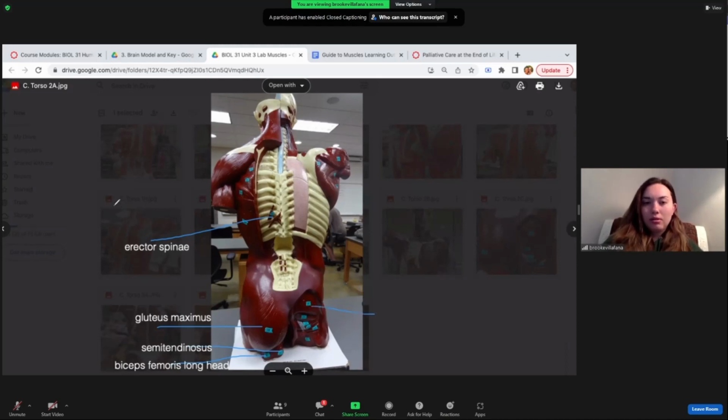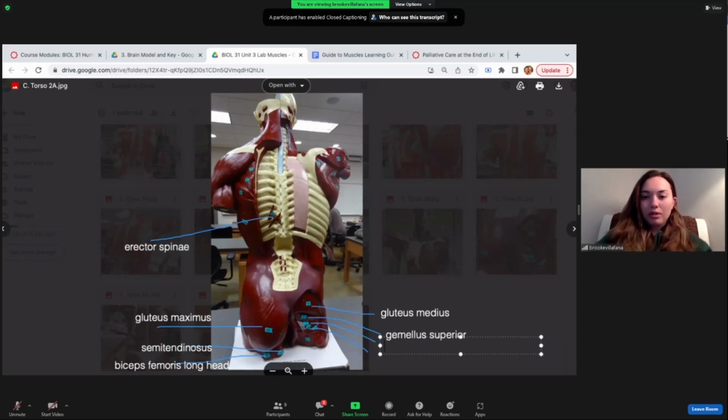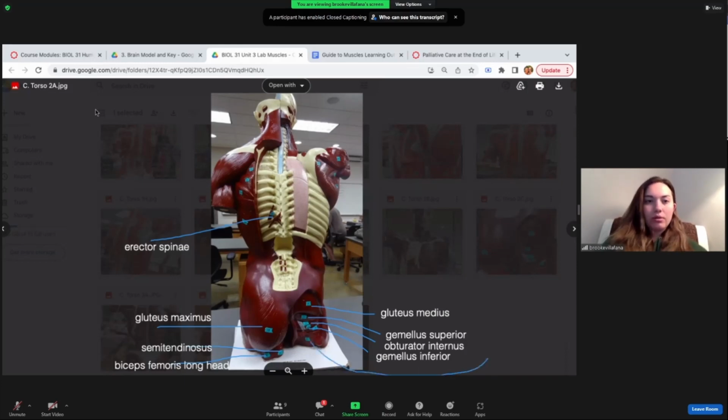And then you have your gluteus medius, and your gemellus superior, obturator internus, and gemellus inferior. I'm doing these quickly because I feel like you probably have gone over these at this point. Obturator internus, gemellus inferior, if you've been studying the muscles like you should be for that final lab exam. And then our last one is our quadratus femoris.